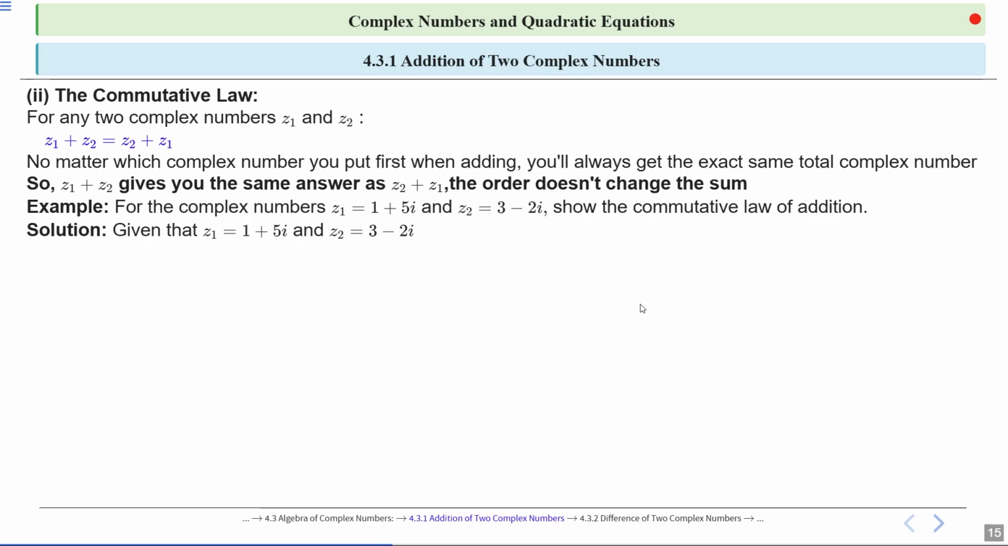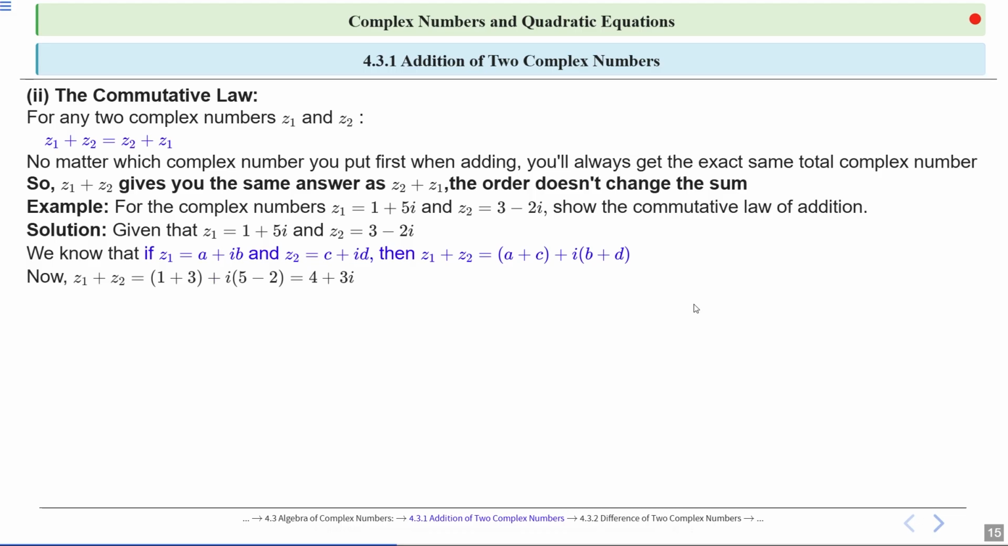So let's solve this question. Given that Z1 equals 1 plus 5 times iota and Z2 equals 3 minus 2 times iota. We know that if Z1 equals A plus iota times B and Z2 equals C plus iota times D, then Z1 plus Z2 equals (A plus C) plus iota times (B plus D). Now, Z1 plus Z2 equals (1 plus 3) plus iota times (5 minus 2), which equals 4 plus 3 times iota.